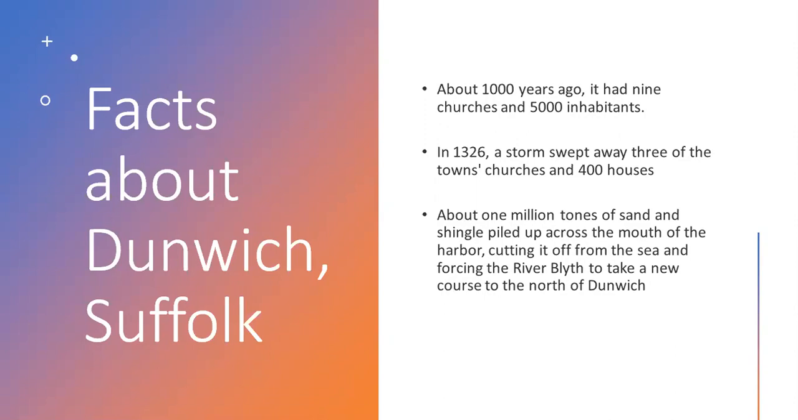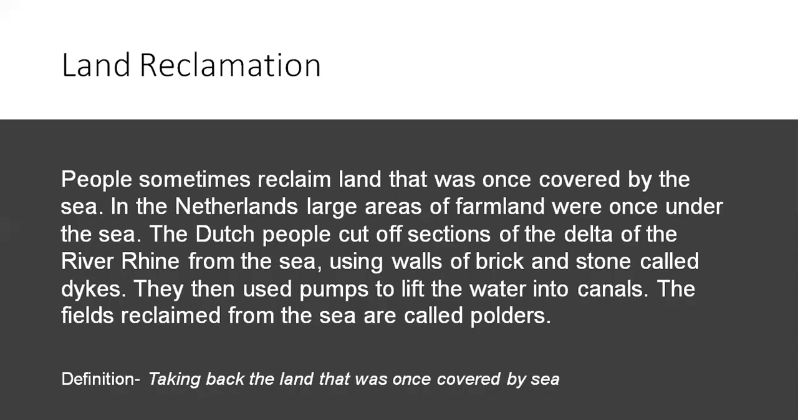Now we have land reclamation, which is on page 37 of your books. People sometimes reclaim land that was once covered by the sea. In the Netherlands, large areas of farmland were once under the sea. The Dutch people cut off sections of the delta of the river Rhine from the sea using walls of brick and stone called dikes. They then used pumps to lift the water into canals. Canals are basically man-made rivers. The fields reclaimed from the sea are called polders.